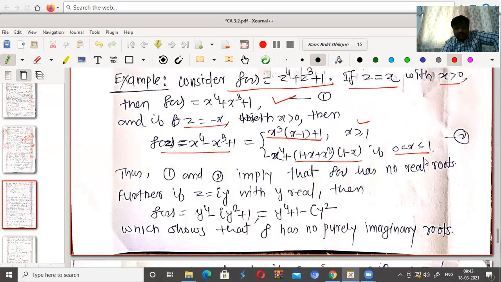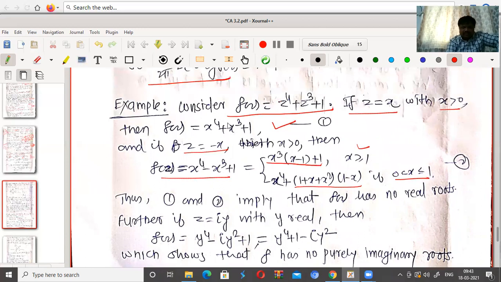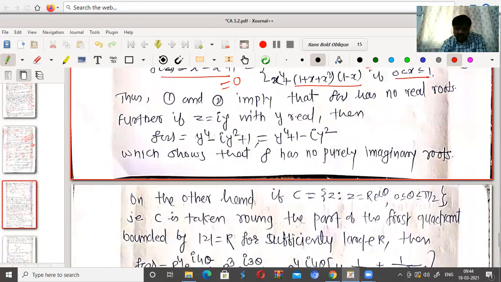There is no real root. Further, no real root means what? If I take this equal to 0, there is no real number for which it is 0. Similarly, if I take this equal to 0, there is also no real value of x. Only imaginary values of x will be there.